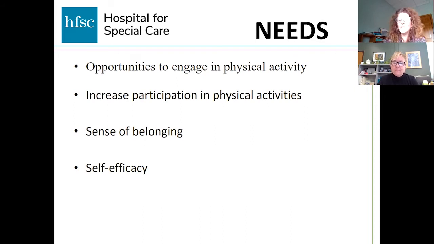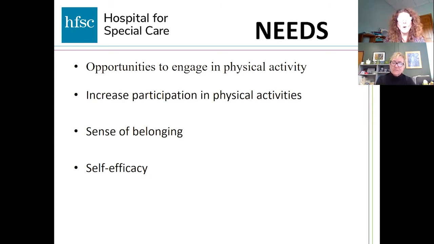In fact, according to the Centers for Disease Control and Prevention, children and adults with mobility limitations are at greater risk for obesity. And approximately 20% of children ages 10 to 17 who have special health care needs are considered obese. It is equally important to understand the social and emotional needs of our participants.